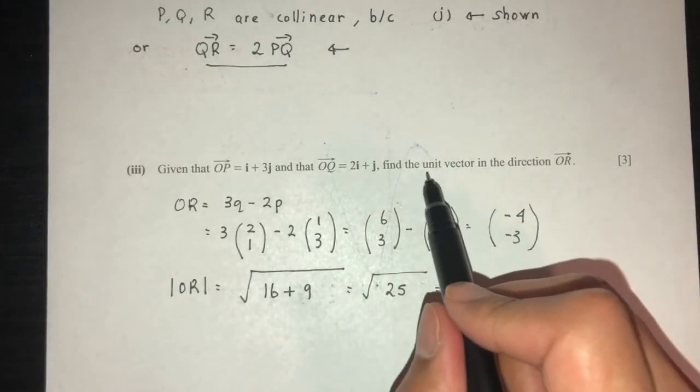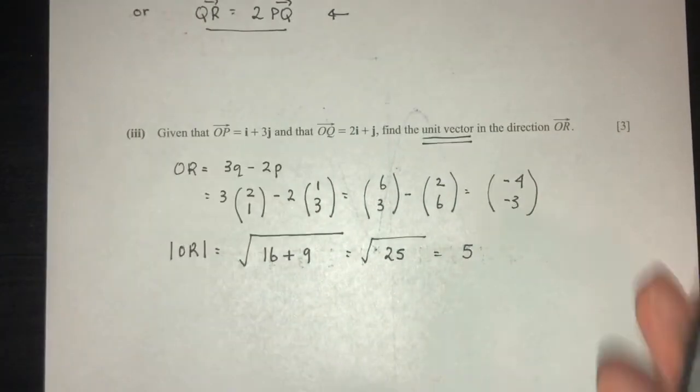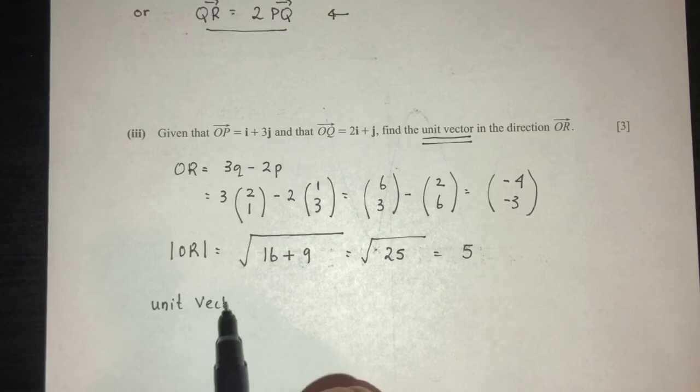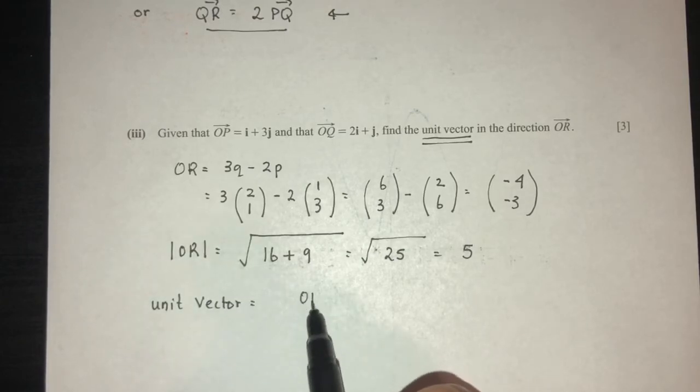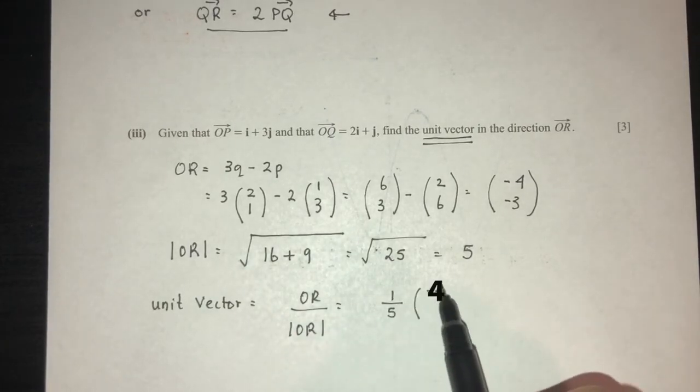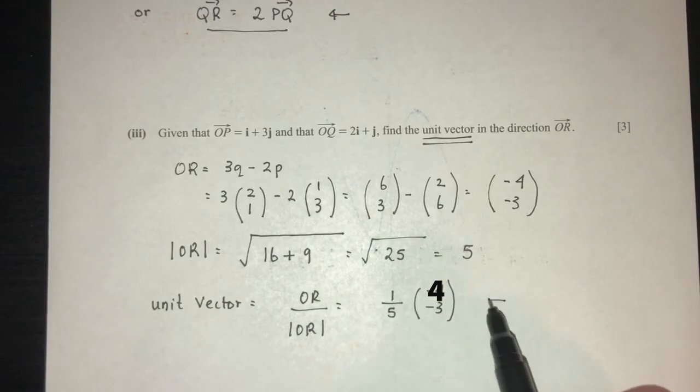And you have to find the unit vector. Pretty easy. Unit vector is the vector itself divided by its magnitude. So OR divided by its magnitude, that will be 1 over 5 times the vector. Okay, so that will be your answer.